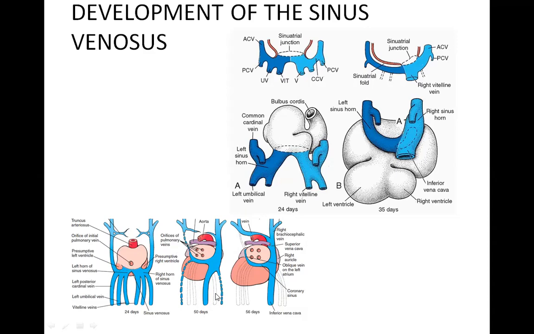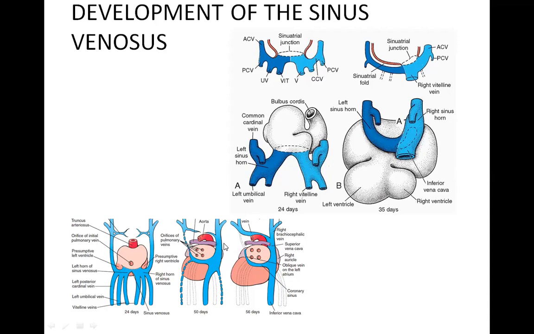So with time, there was development of a left to right shunt. Because of the left to right shunt, the right horn was receiving more blood than the left horn. So the left horn loses its importance. There was disappearance of the vitelline and the common cardinal veins on the left side. The left umbilical vein was left, and on the right side there was similarly later disappearance of similar veins.